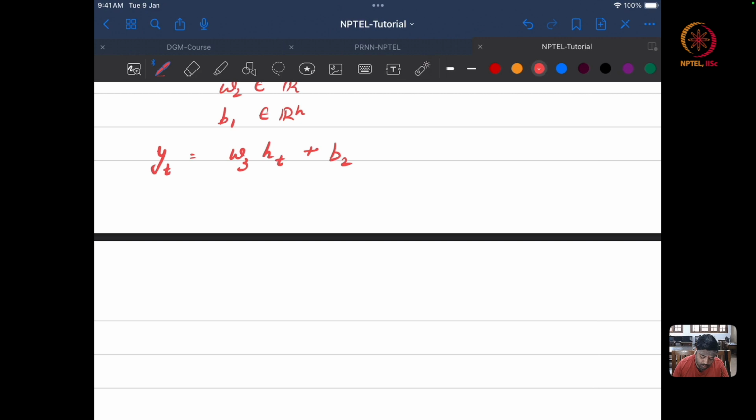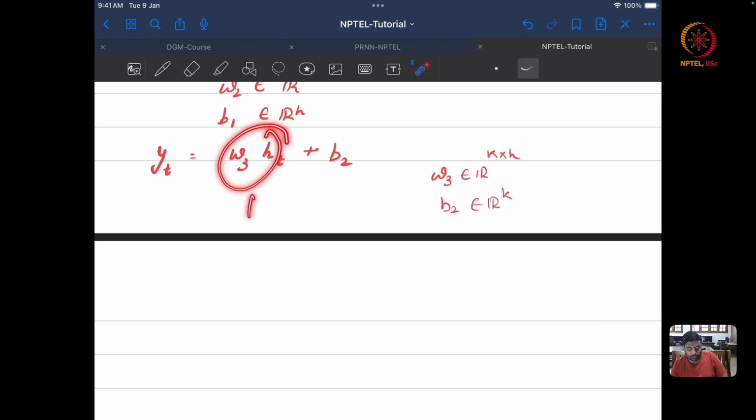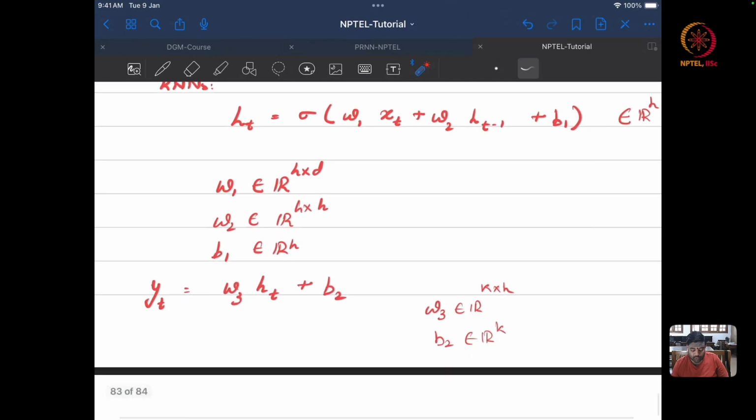Now therefore, this W3 should belong to R^(K cross H), and then this B2 should belong to R^K. Therefore, this will belong to R^K. This also belongs to R^K. Now you add them. So finally, this will belong to R^K. This is how we obtain the RNN.